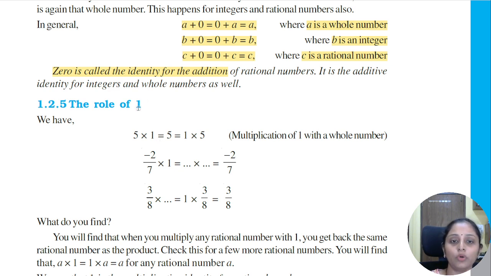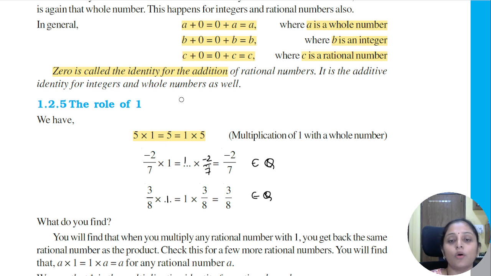Next, coming to the role of 1. Now whenever I multiply any whole number by 1, what do I get? I get back the same number again. Whenever I multiply any rational number, minus 2 by 7 is a rational number. Whenever I multiply any rational number by 1, I get back the same rational number, right? This is also a rational number, 3 by 8. I am getting back the same number, right?